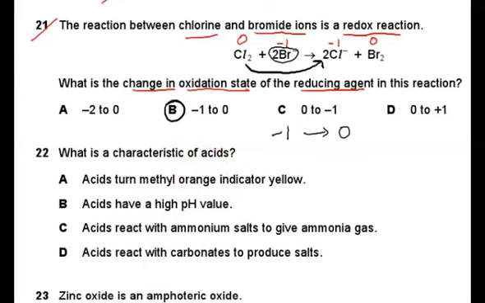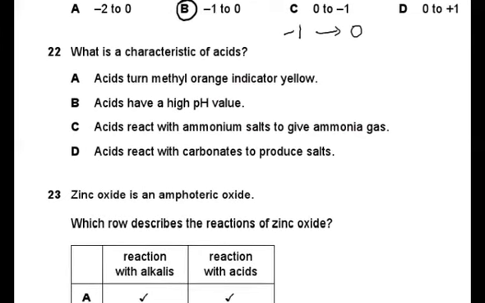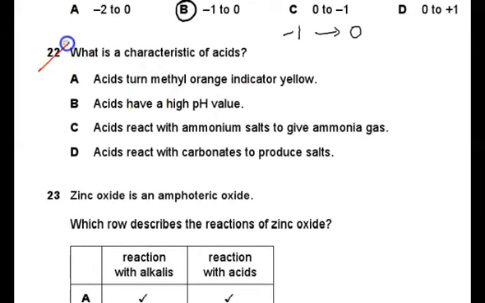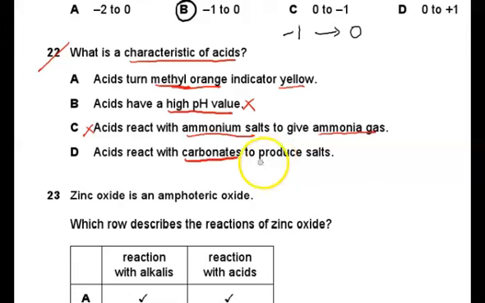Okay, now look at number 22. What is the characteristic of an acid? So, it has a high pH value. No. It reacts with ammonium salt to give ammonia gas. No. Turns methyl orange into yellow. No. So the best answer here will be reacts with carbonates to produce salt. Yes, indeed.